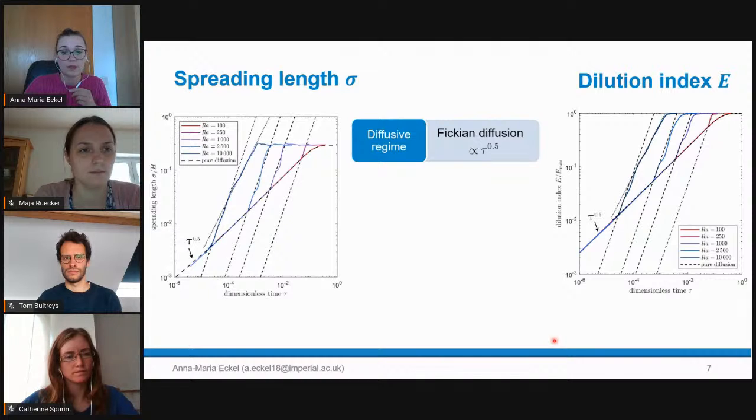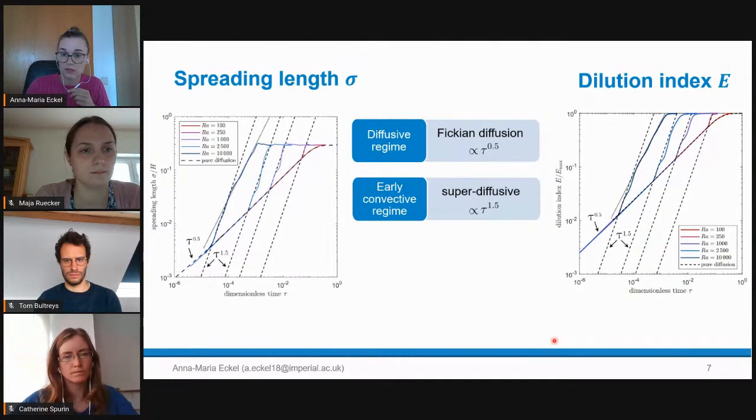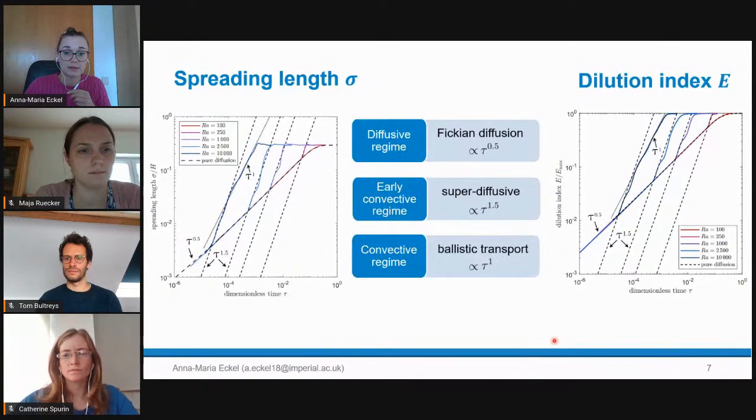But as small fingers are forming and advection starts to be prominent, the scaling of sigma and E turns to a superdiffusive scaling of the power of 1.5. And it follows a regime of ballistic transport for the highest Rayleigh number in both graphs.